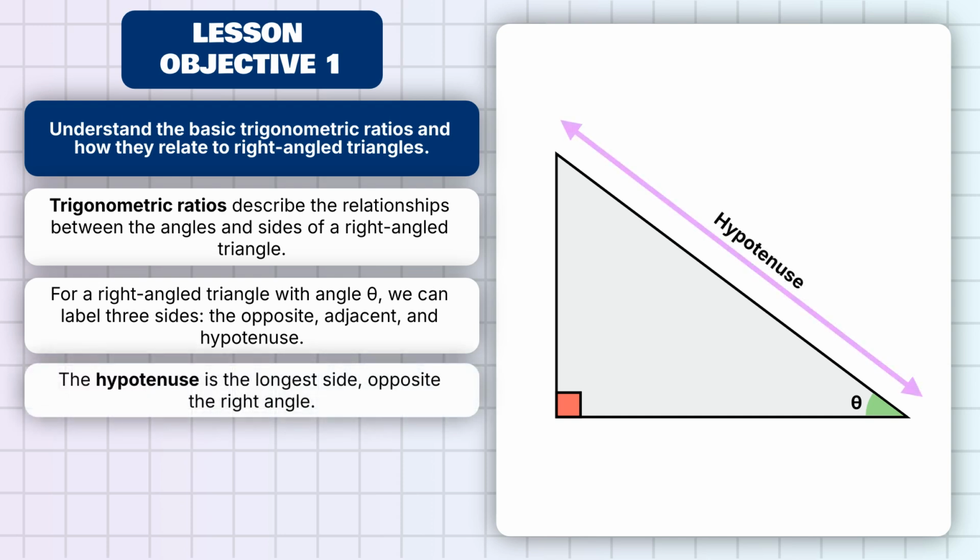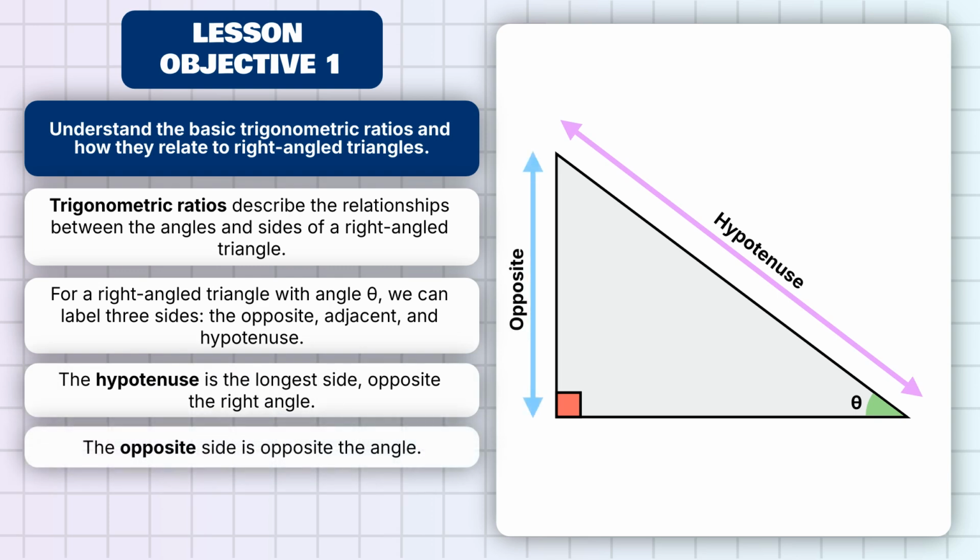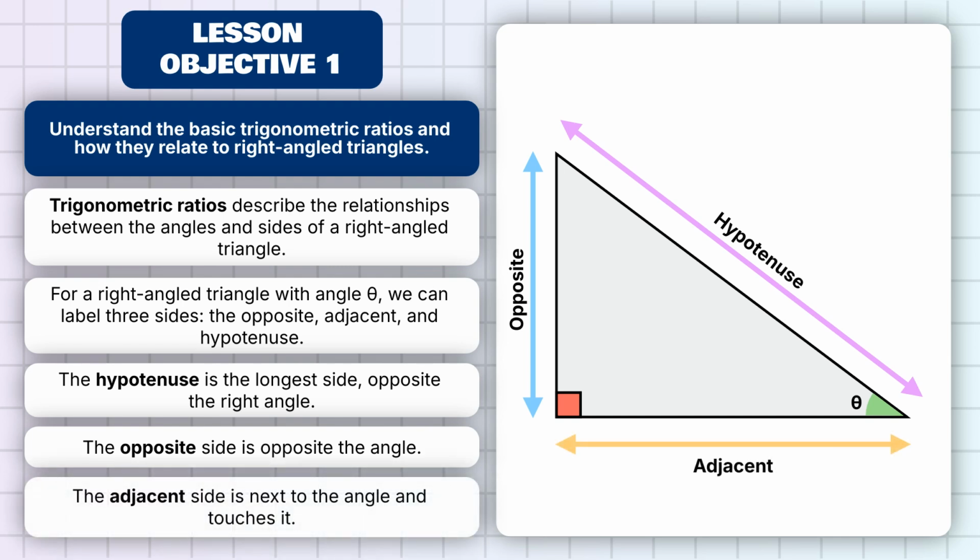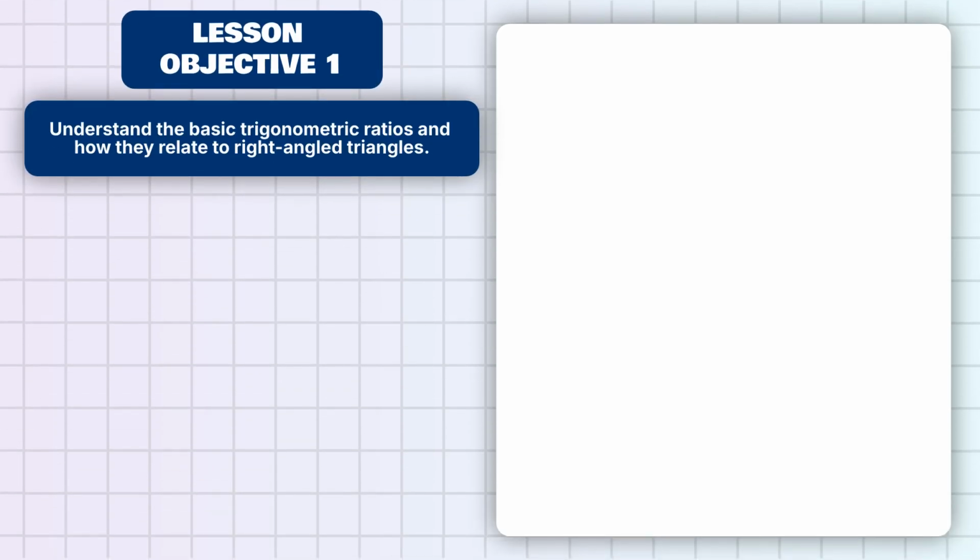The hypotenuse is the longest side opposite the right angle. The opposite side is opposite the angle theta. The adjacent side is next to the angle theta and touches it. Based on those labels, we can form three ratios.